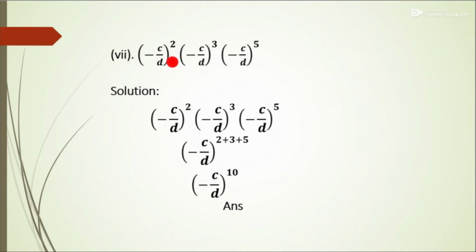Question number 7, all bases are the same in this question. Now we can write the power of each. We write 2, 3 and 5 as the powers of these bases in this form. So when we add 2 plus 3 is 5 and 5 plus 5 is 10, so we can write in this form as a single base with these powers.